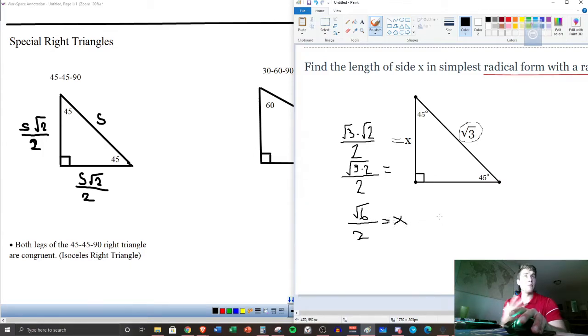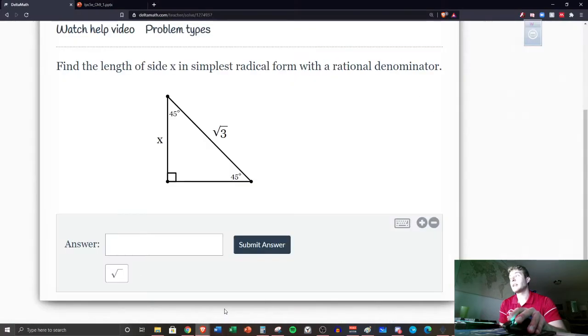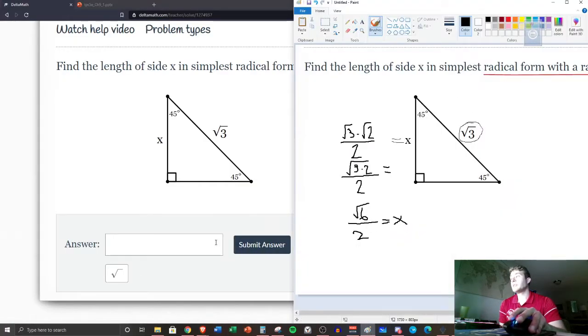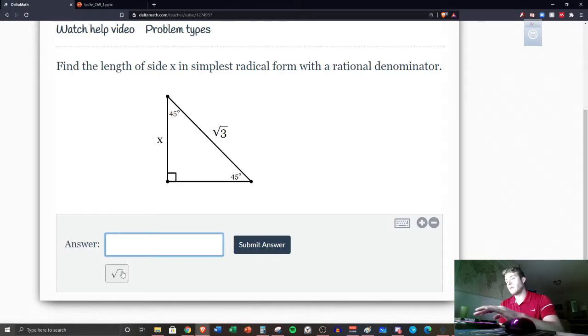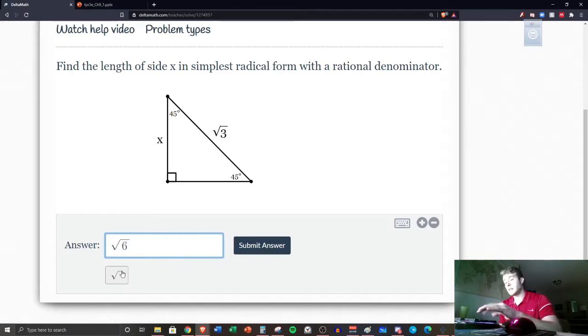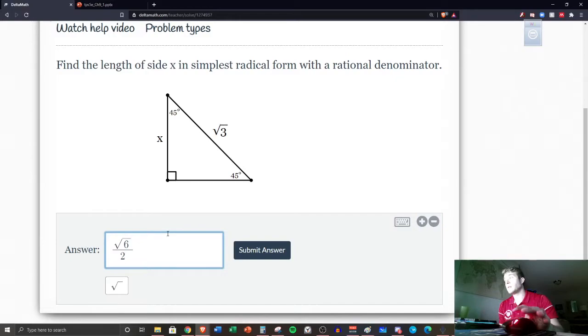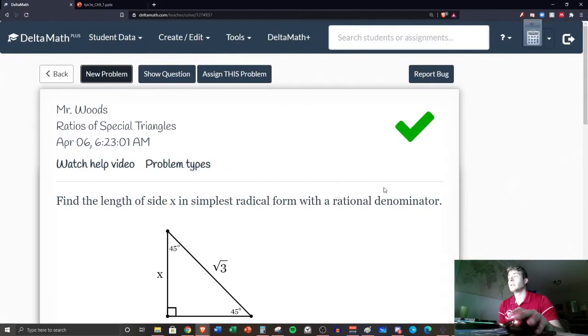Now this one is more straightforward. Some of these can get pretty complicated. So we are going to type this in though. So it's going to be square root 6 divided by 2. And that should work. Okay, we did it.